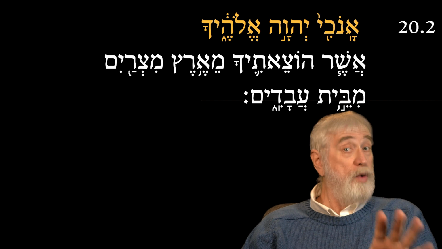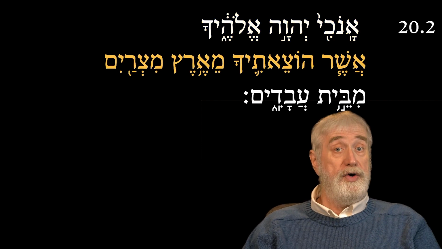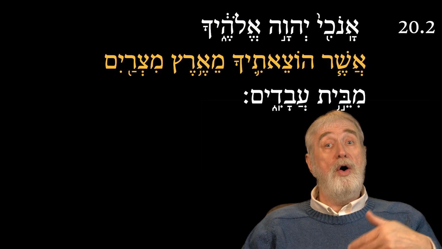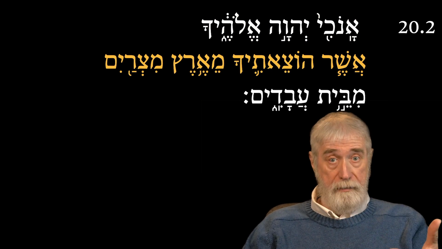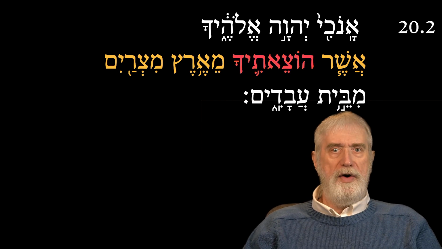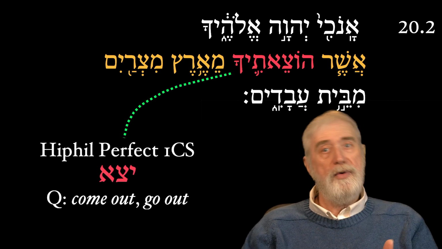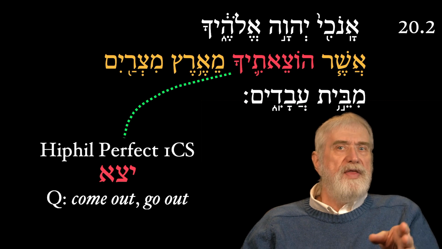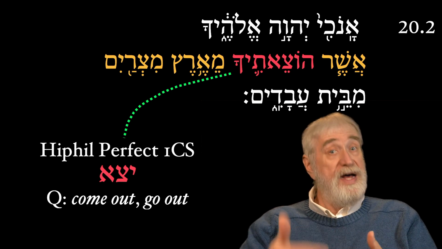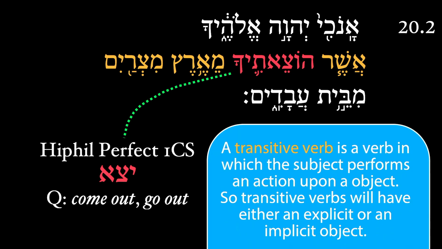Then it continues with a relative clause that gives the reason that the people should attend to his teaching. Asher hotzeitika me'eretz Mitzrayim, who brought you out of the land of Egypt. The verb here is a hifil perfect first common singular from yatza, to go out or come out. Here, the hifil turns this normally intransitive verb, yatza, into a transitive verb, so that it takes an object in the form of the second masculine singular suffix, you.